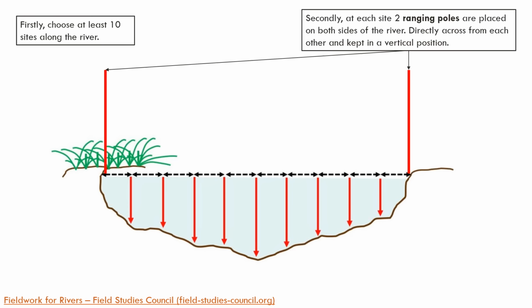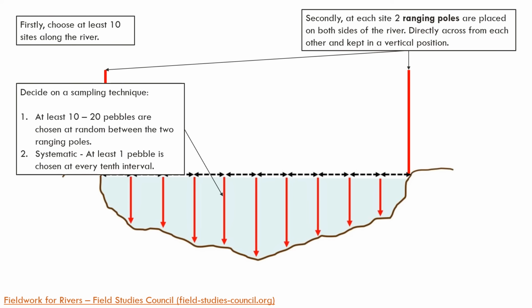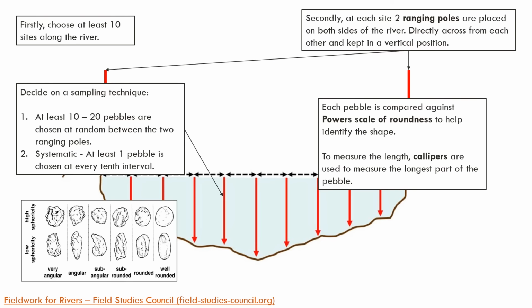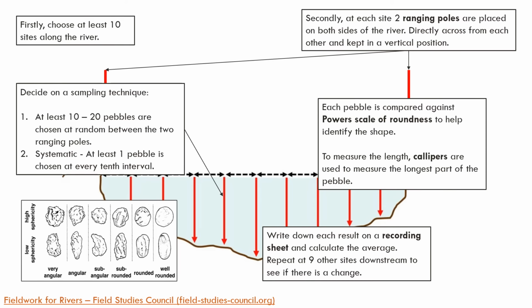I choose 10 sites, place my ranging poles, and then I would decide on a sampling technique. Now I could, within that river between the ranging poles, randomly pick up between 10 to 20 pebbles, or I could, as I measured the depth, pick up a pebble every 10th interval of that width. It's entirely up to you. And then once I've got that pebble, I would compare it against a scale of roundness to identify the shape, and write that down on my data collection sheet. Or to measure the length, I would use calipers and measure the longest part of that pebble. I write down all my results on a recording sheet to calculate the average, and then I repeat this at 9 other sites to see if there is a change with distance downstream.